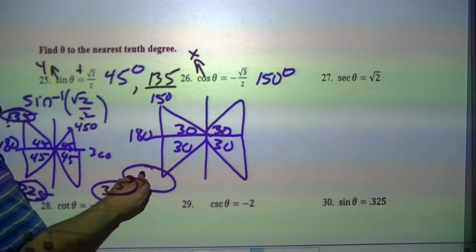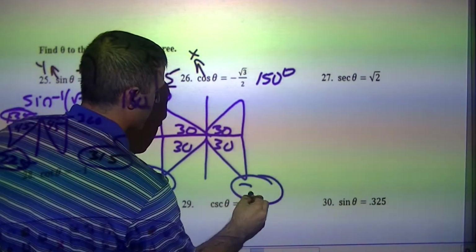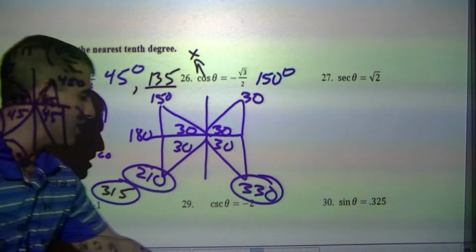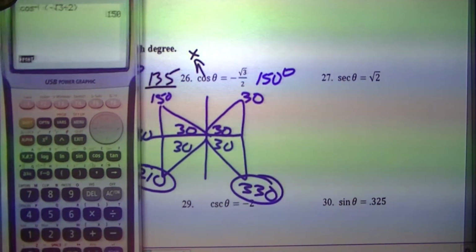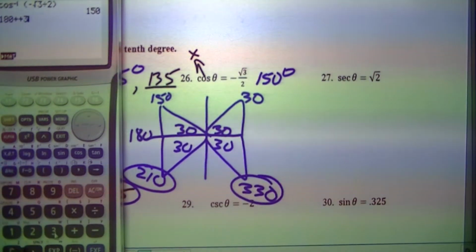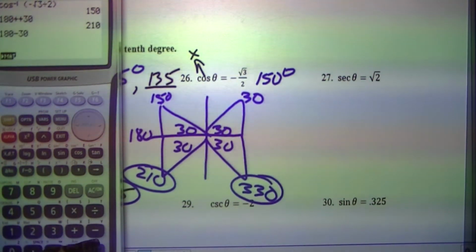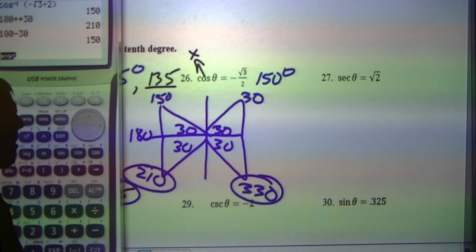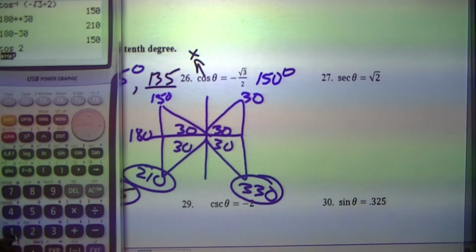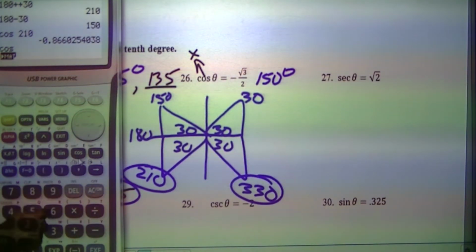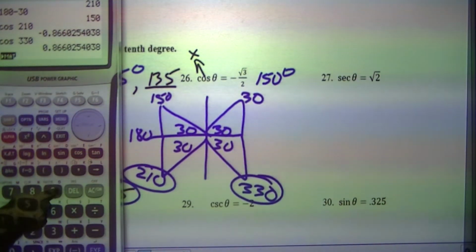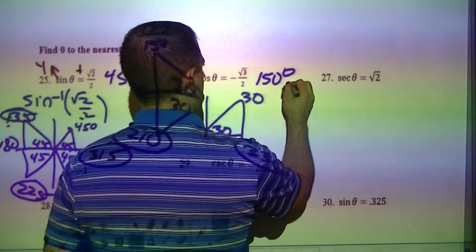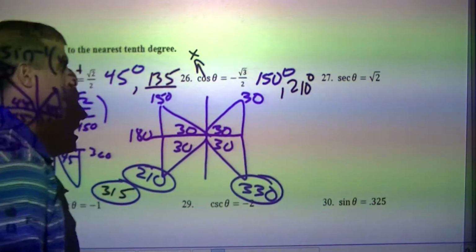Okay, this one would be 210. This one would be 330. This one would just be 30. Notice those are the same amounts. The only quadrant is the same. All right, and then once again, 180 plus 30, 180 minus 30. Okay, as you notice, 210 has to be there. Now, where's cosine negative? Cosine of 210 is negative. Cosine of 330 will be positive. Cosine of 30 will be positive. Okay, so my 2 answers there are 150 and 210.